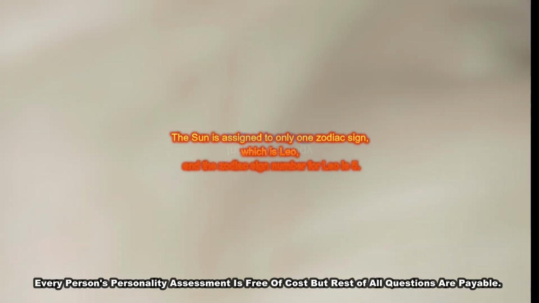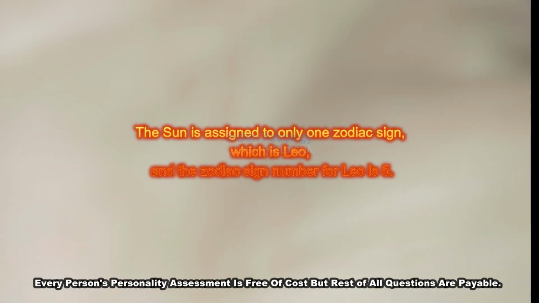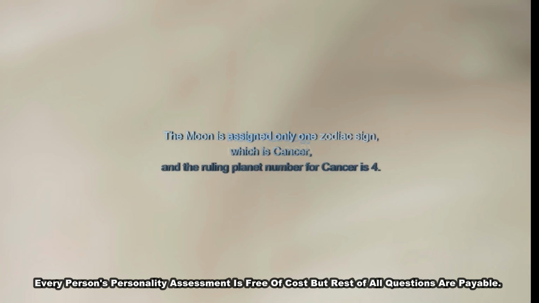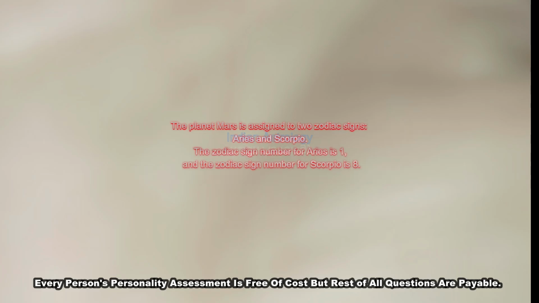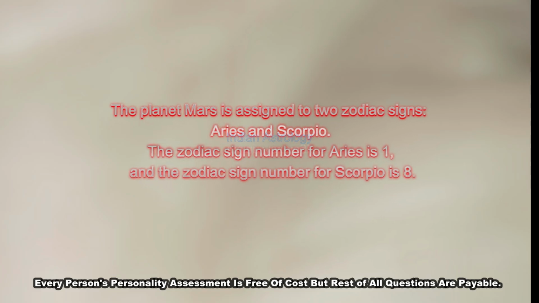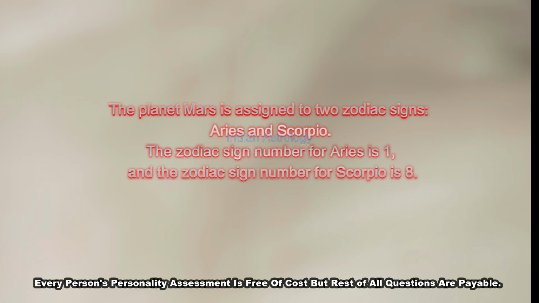The Sun is assigned to only one zodiac sign, which is Leo, and the zodiac sign number for Leo is 5. The Moon is assigned only one zodiac sign, which is Cancer, and the sign number for Cancer is 4. The planet Mars is assigned to 2 zodiac signs, Aries and Scorpio. The zodiac sign number for Aries is 1, and the zodiac sign number for Scorpio is 8.